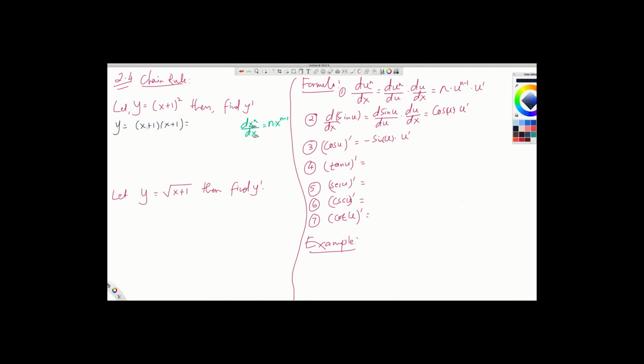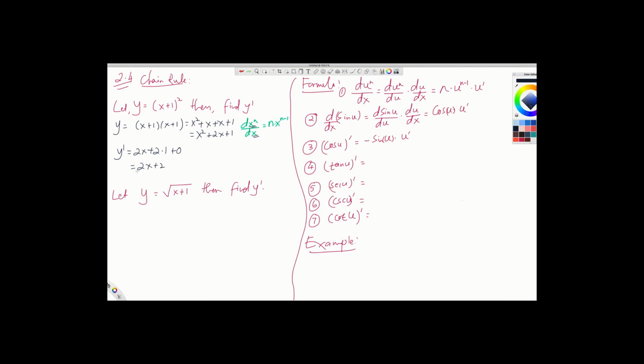If you FOIL this, x times x is x squared, plus x times 1 is x, plus 1 times x is x, plus 1 times 1 is 1. So you get x squared plus 2x plus 1. Now, when you find the derivative, y prime equals the derivative of x squared, which is 2x, and then plus 2 times the derivative of x, which is 1, because I'm using this formula. And then plus the derivative of 1, which is 0. So your final answer is 2x plus 2.